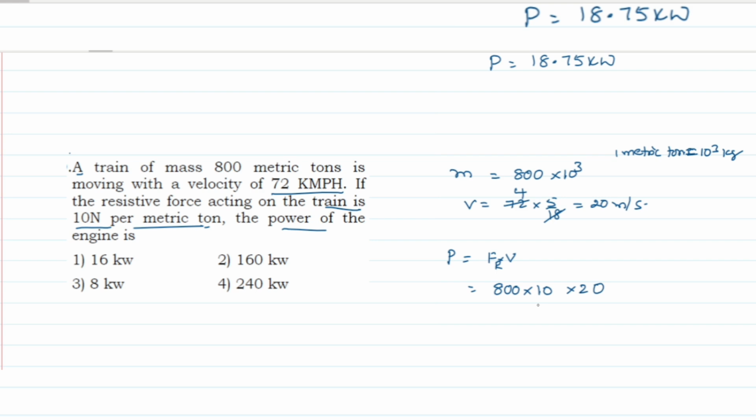8 into 20 you will get 160, and 160 into 1000 you have to take. So the power value you will get as 160 kilowatts. Let us see the next question.